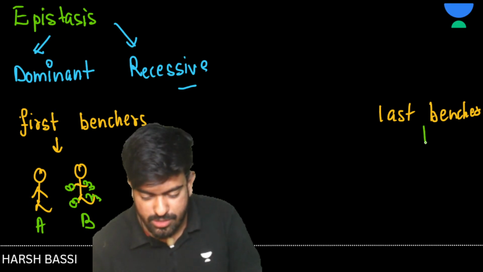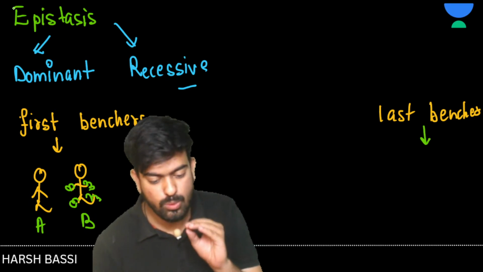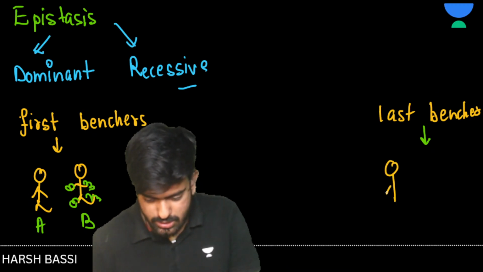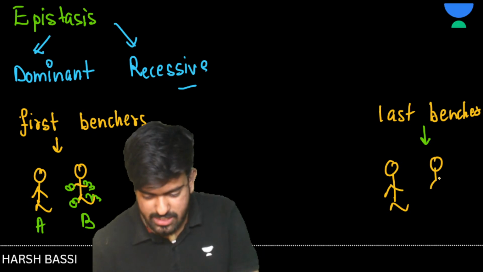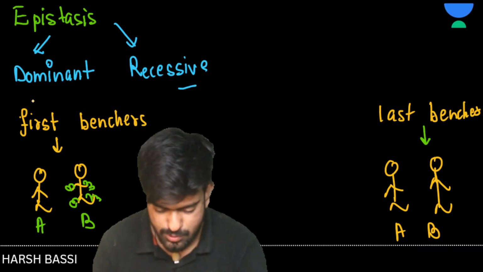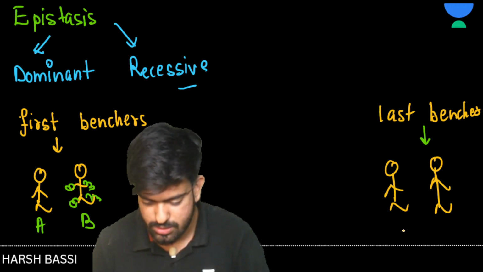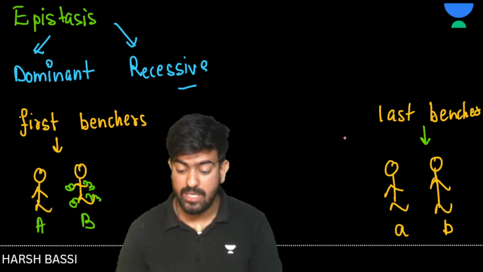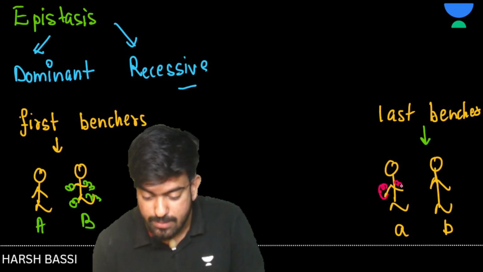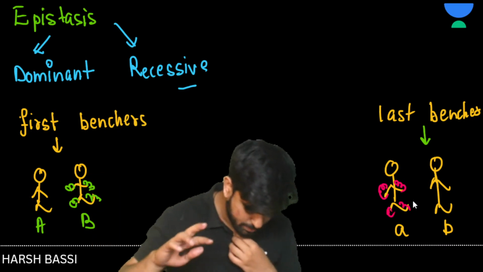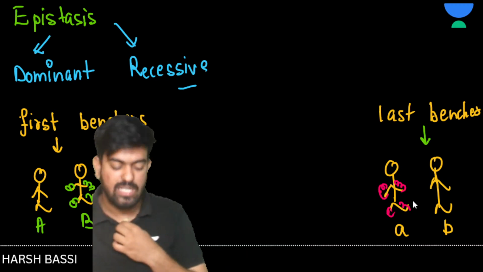In the last bench also, what's happening? There are again two persons, and let's name them also A and B, or let me name them small a and small b, right? So here what's happening? Let's suppose A is very strong. So a fight is going to take place between the first bencher and the last bencher.